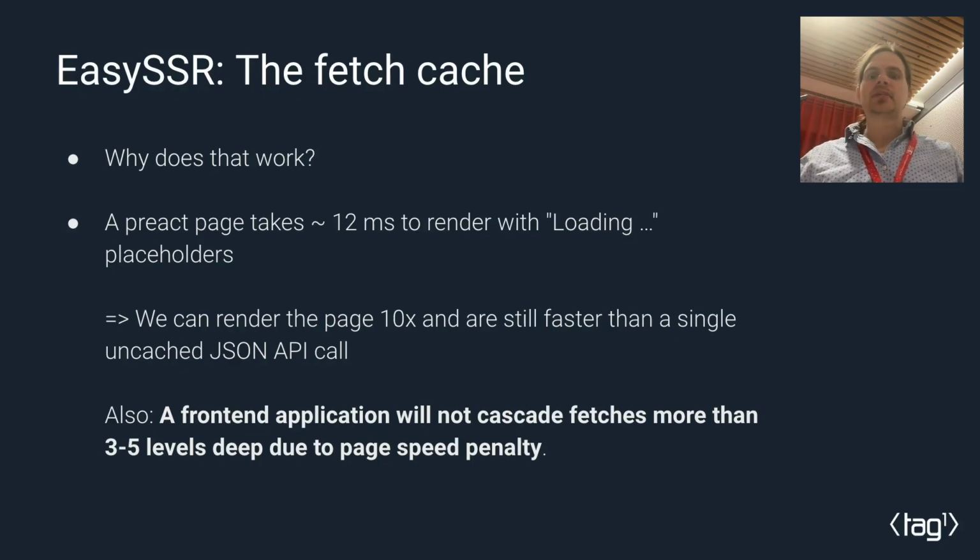And a front-end application will also not cascade fetches more than three to five levels deep, because otherwise you would get a very hefty penalty from Google. You load a node, then you load a block in it, then you load another block, then you load another block. It would take forever for that thing to load because you would add up all those times. So front-end applications are typically not done that way. And that is the practical assumption that we can make, which makes the whole approach of rendering things twice work.